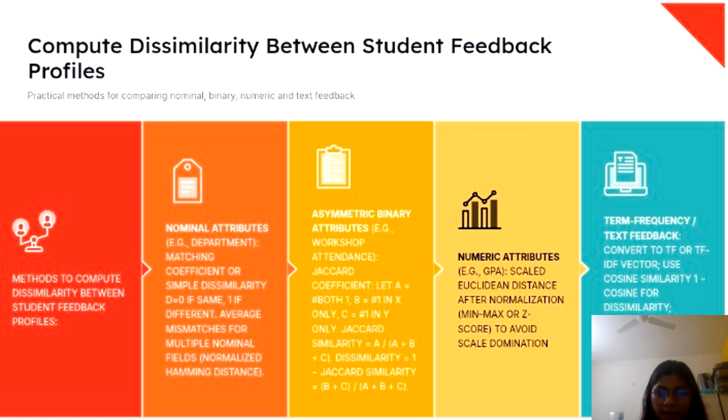The value d is equal to 0 if same, 1 if different. If the same, it should be 0, and 1 if different. Average mismatches for multiple nominal fields is the normalized Hamming distance.